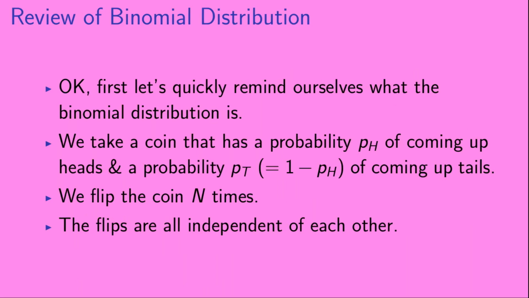Okay, first let's quickly remind ourselves what the binomial distribution is. We take a coin that has a probability pH of coming up heads and a probability pt, which is equal to 1 minus pH, of coming up tails. We flip the coin n times. The flips are all independent of each other.